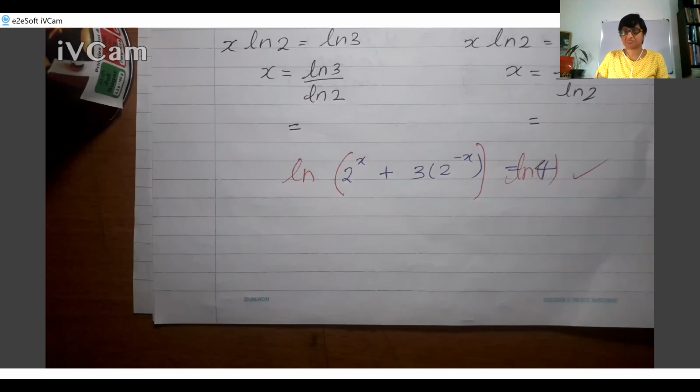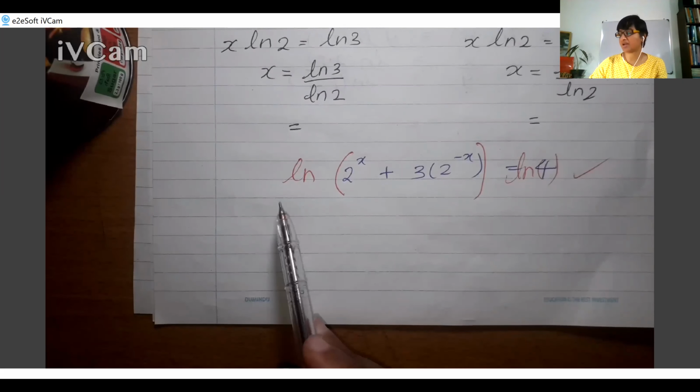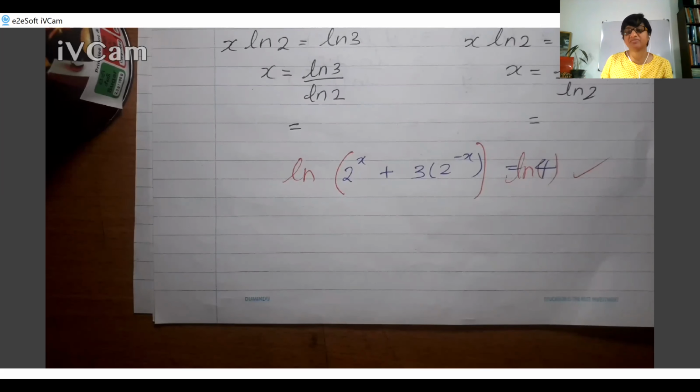After that, what? Can't do anything. I have no rule to simplify this, ln of something plus something. I don't have a rule to simplify that or do anything with it. So that's why that is not possible.